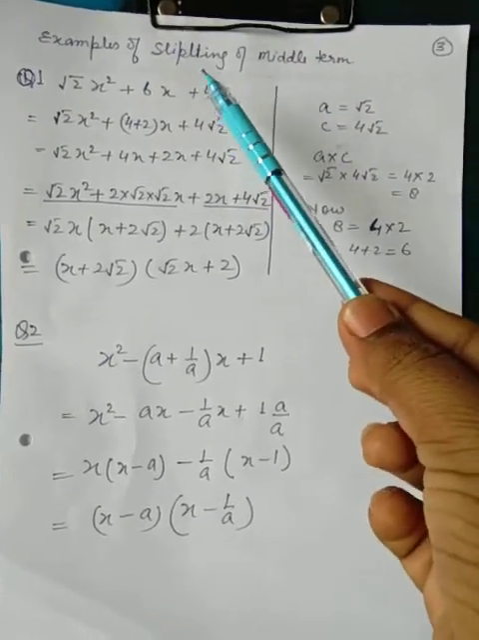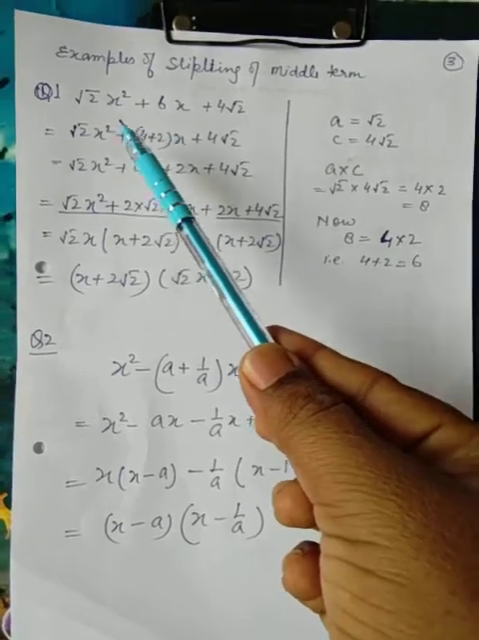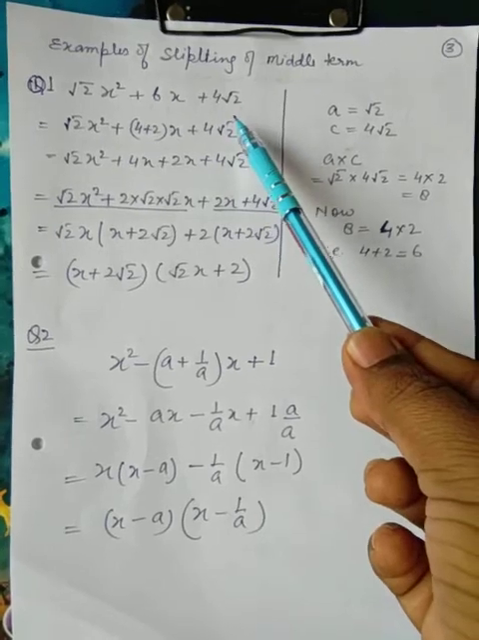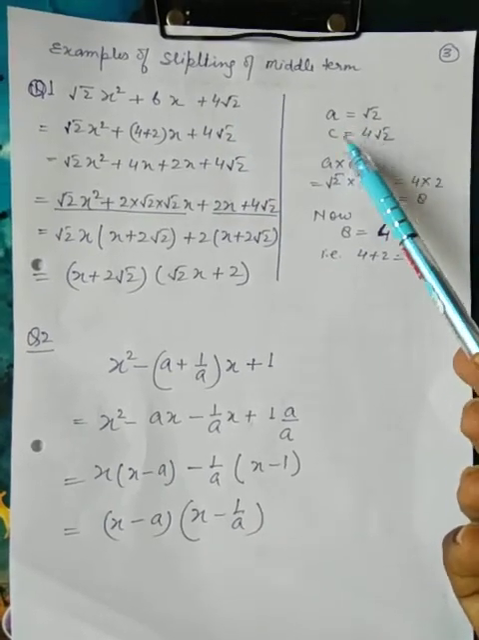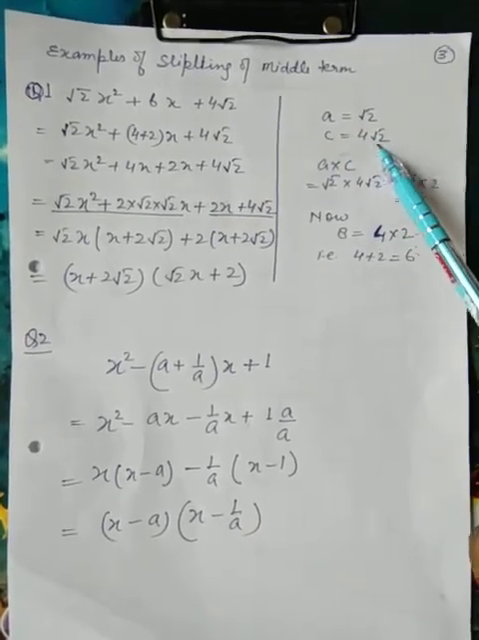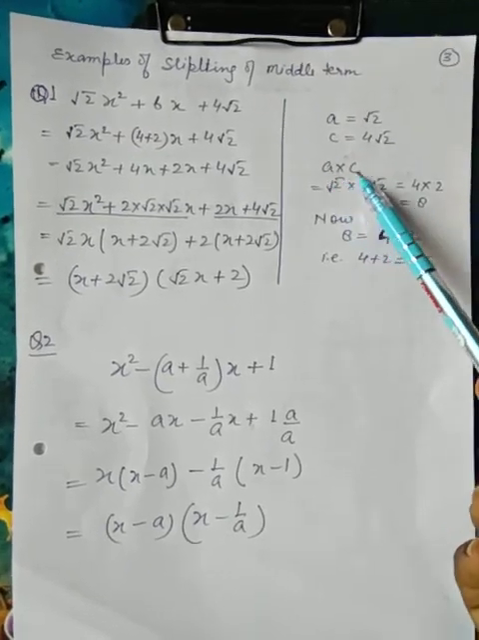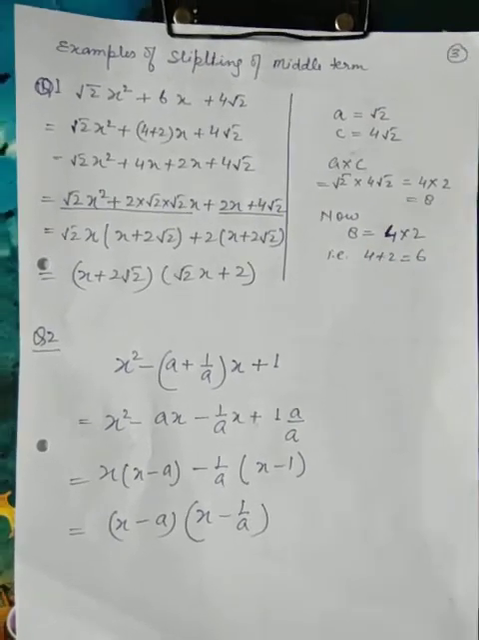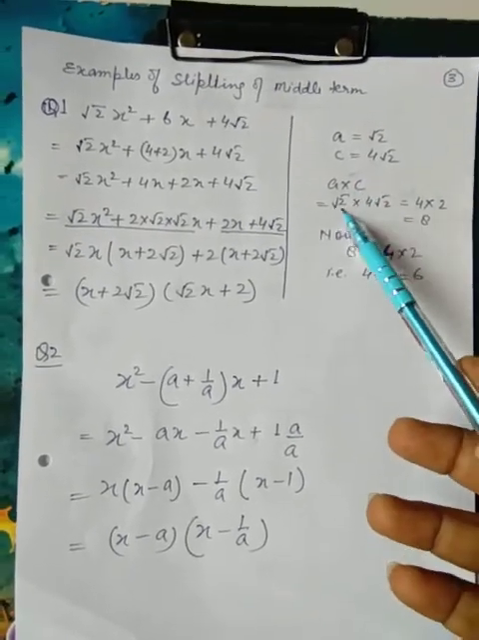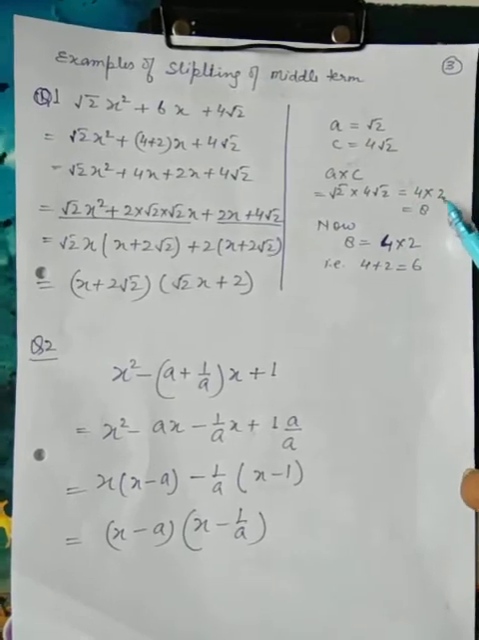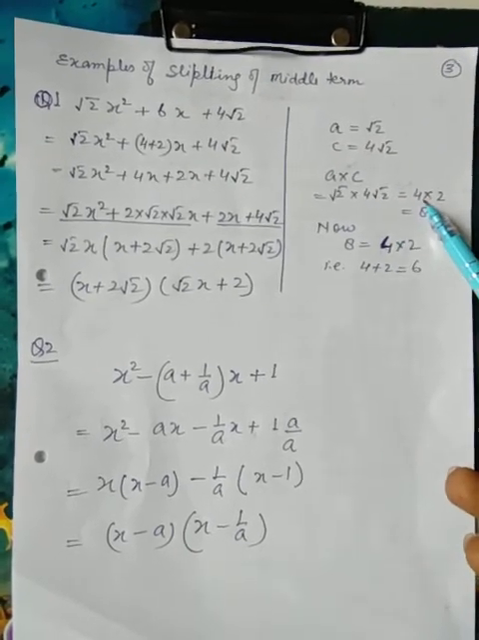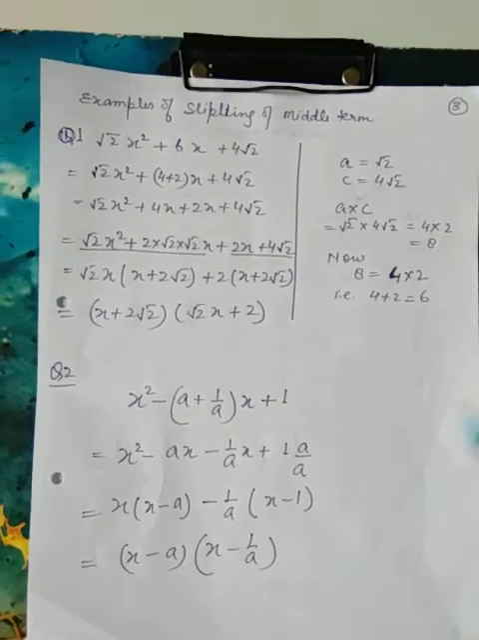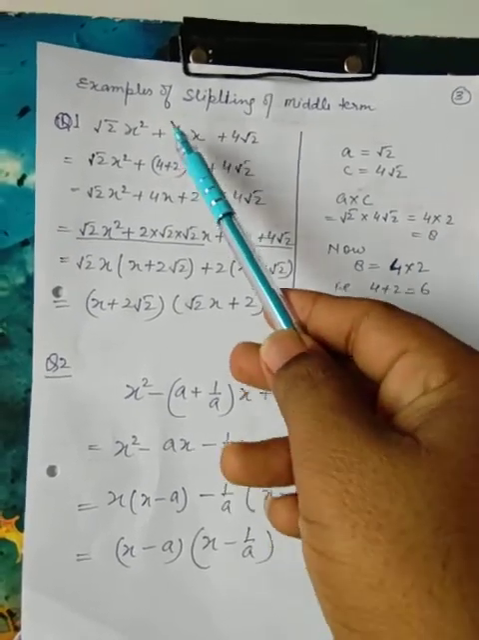See this question. Such questions are very important, like root 2 x square plus 6x plus 4 root 2. Again the same concept, a into c. A is root 2, c is 4 root 2. This is a into c. So root 2 into 4 root 2, right? Root 2 into root 2 equals 2 and 4 as it is. So 4 into 2 is 8. Result is 8, right?